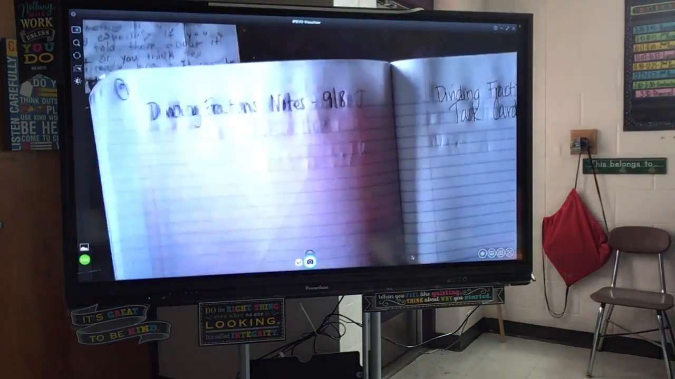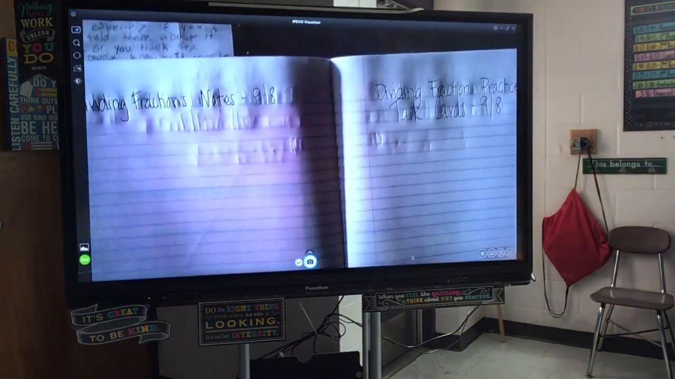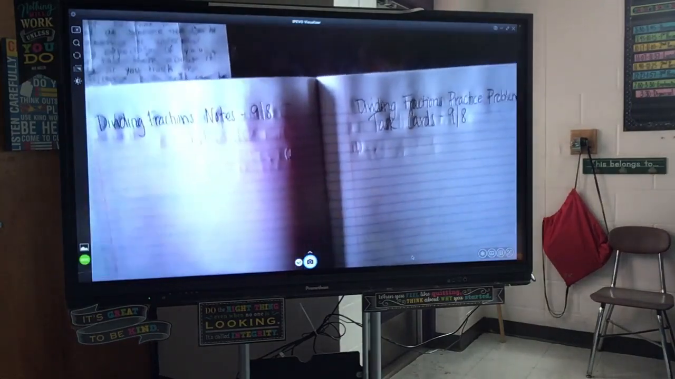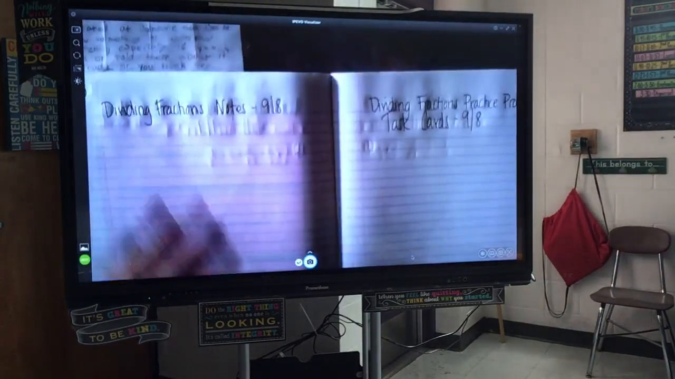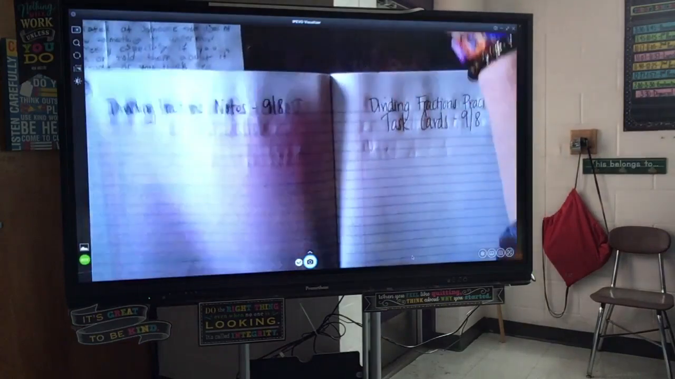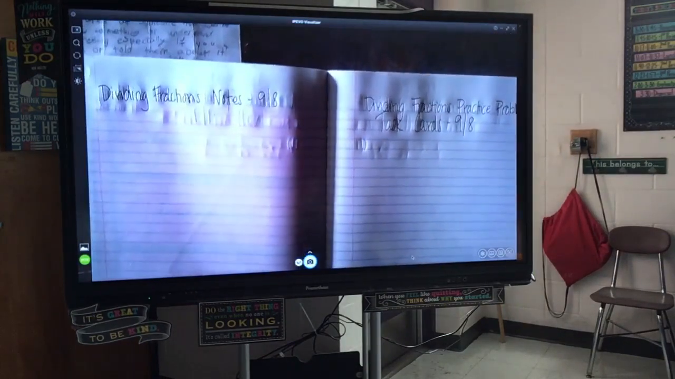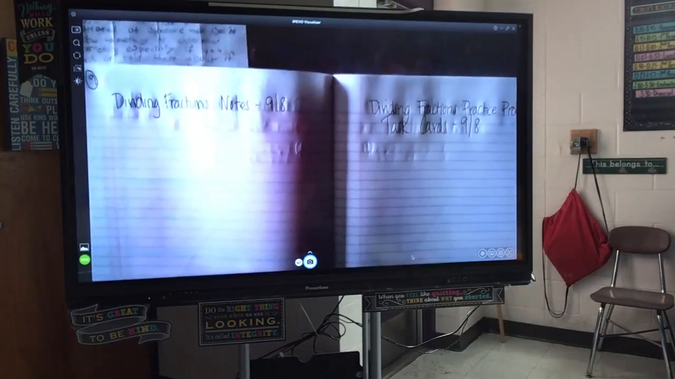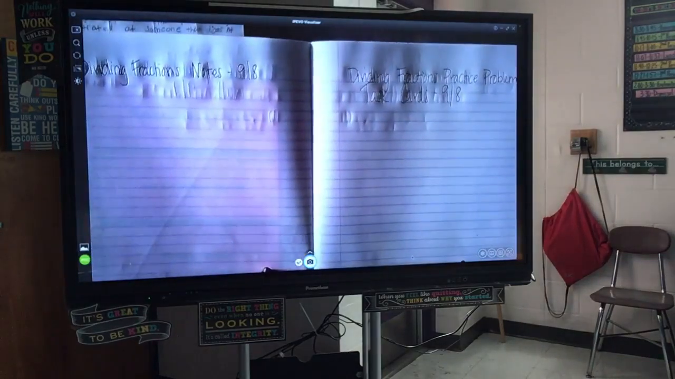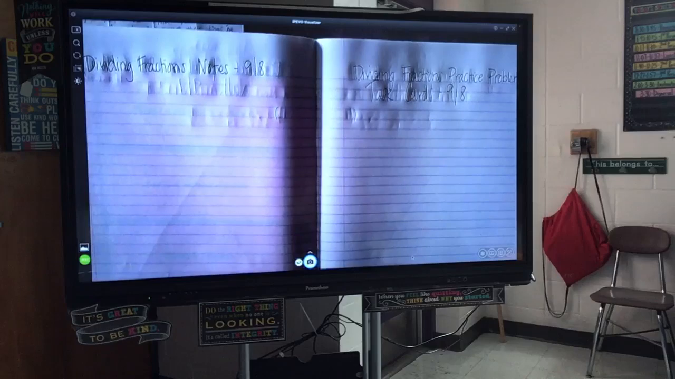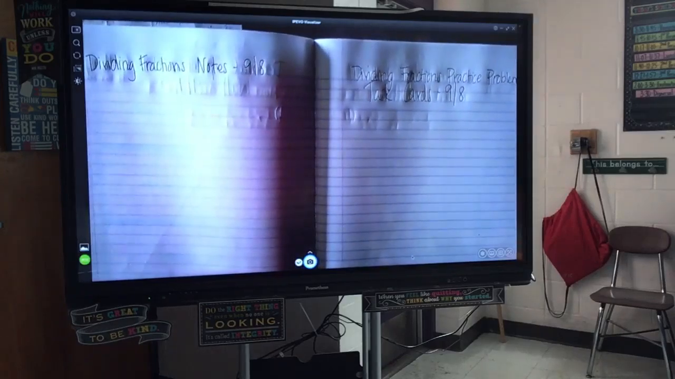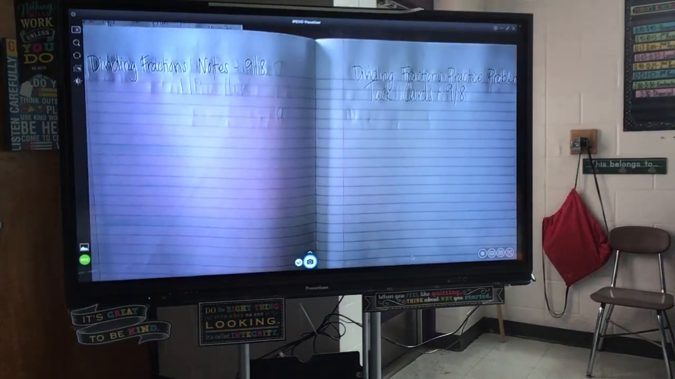There we go. Okay, so please get out your math notebook and copy down on the next 2 pages, blank pages, starting on the left. Dividing fractions notes and dividing fractions practice problem task cards.